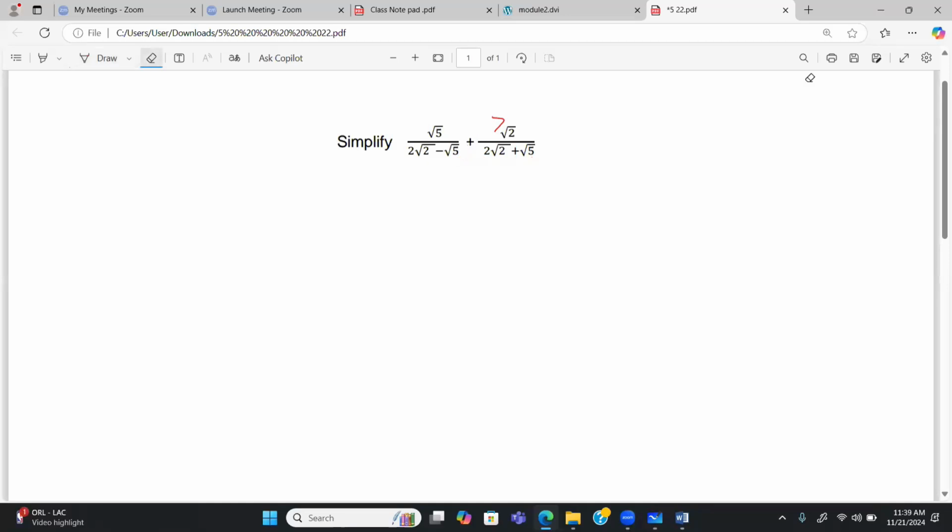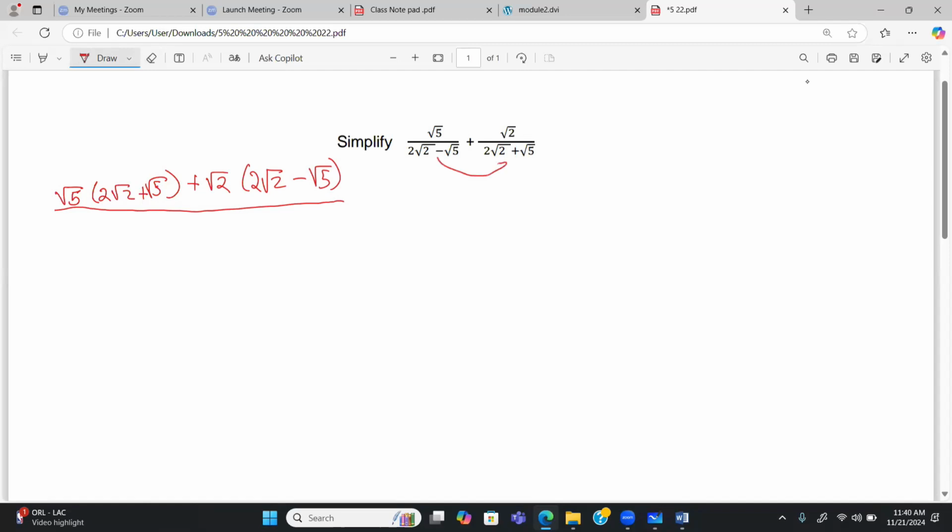So what we're going to have is the square root of 5 multiplied by 2 square root 2 plus square root 5. That is doing this part. So I'm going to go this times this. Let's do that. So next we have plus the square root of 2 times 2 root 2 minus the root of 5. So that takes care of my numerator.